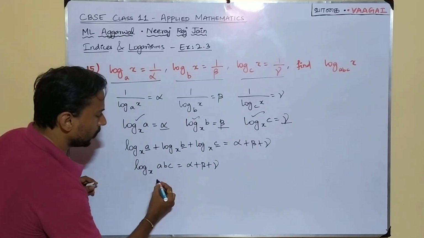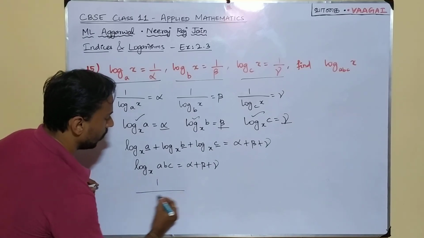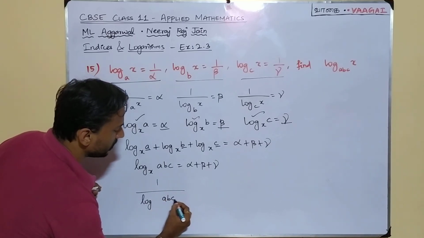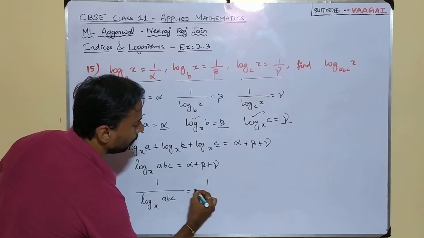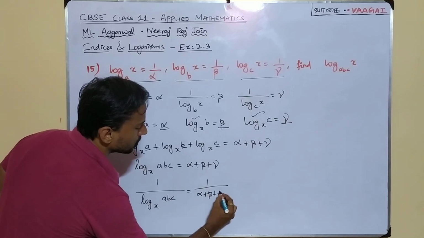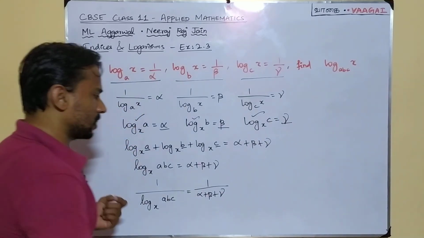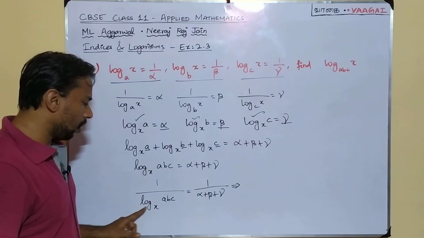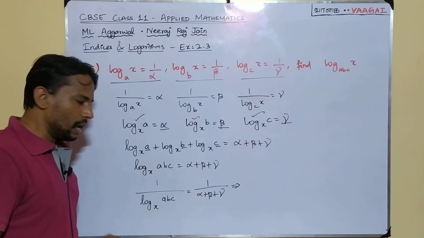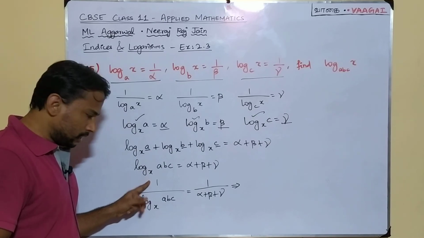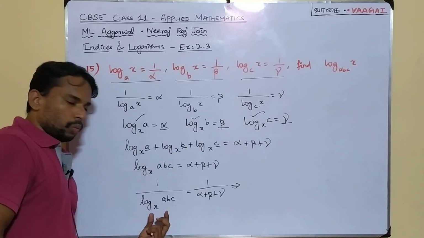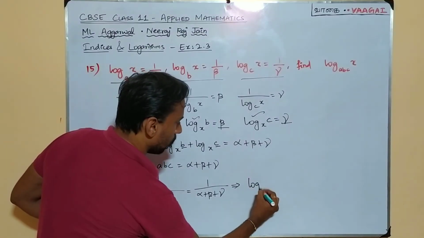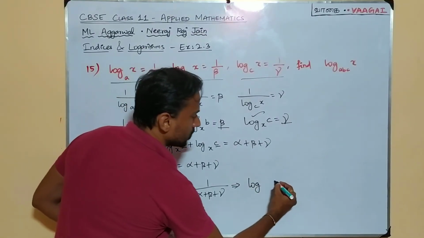So what happens? When you take reciprocal on both sides, we'll have the left hand side to be 1 by log of ABC to the base x is equal to 1 by alpha plus beta plus gamma. This is what we'll have. And just one last step, just see what do we have in the left hand side. We have 1 by log of ABC to the base x. Now when we have a reciprocal, what happens? These two values will be interchanged. Is it or not? So that means we will be having finally log of x to the base ABC.